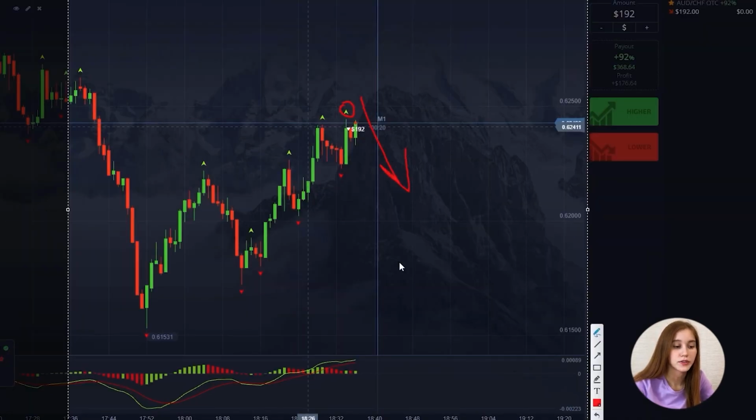You also see that according to the MACD indicator, the lines are close to each other. The main line is directed towards the signal line, so it will cross it. There will be a sell signal. So let's see.